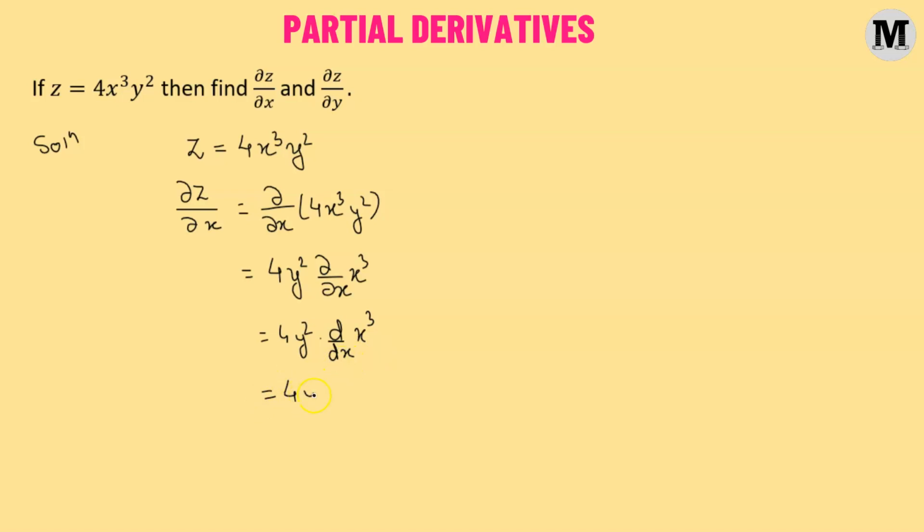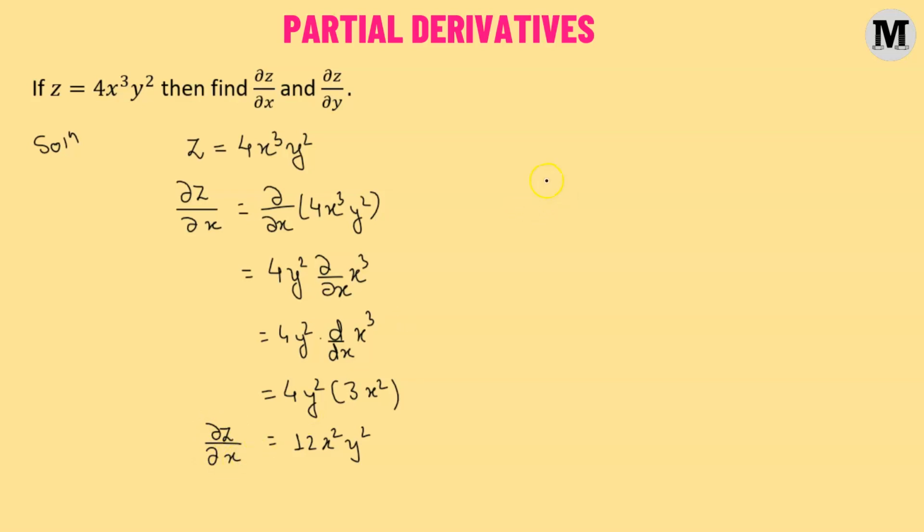Now here we can use the power rule to obtain the derivative of x cubed, so that's going to be 3x squared. Now we have 4 times 3, that's going to be 12. We have 12 times x squared times y squared. So this is going to be the value of partial of z with respect to x.